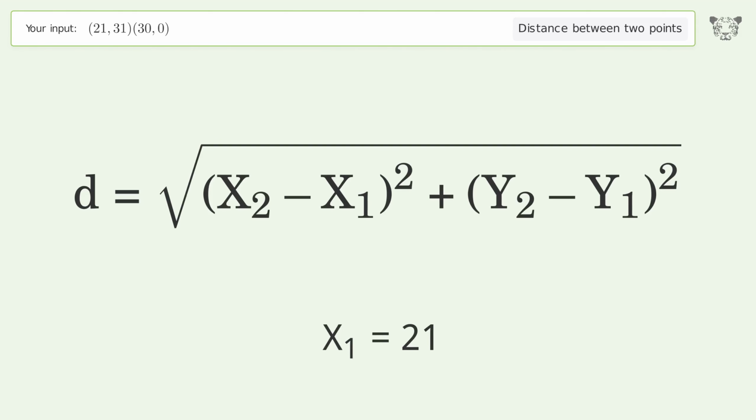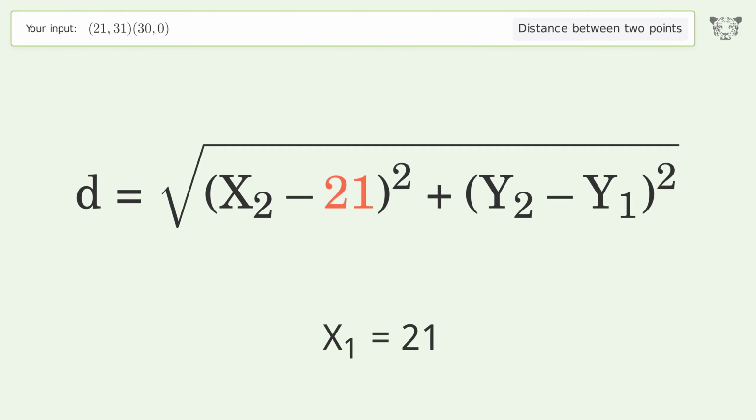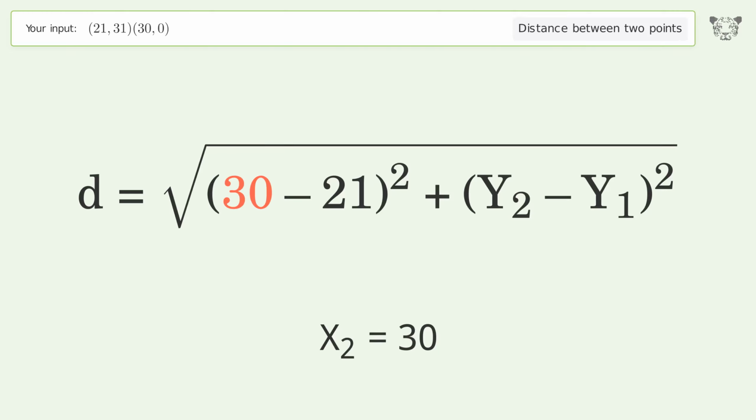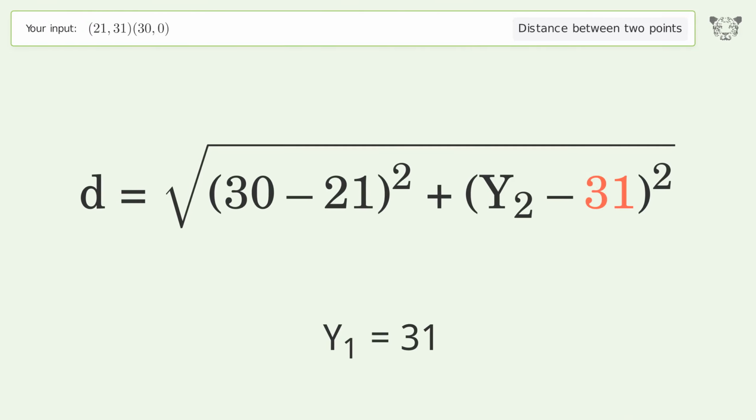x1 equals 21. x2 equals 30. y1 equals 31. y2 equals 0.